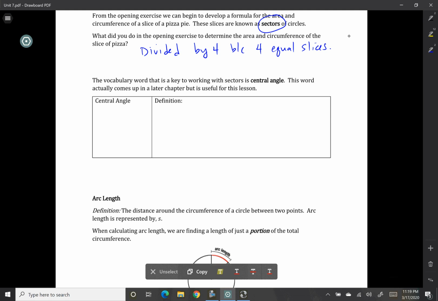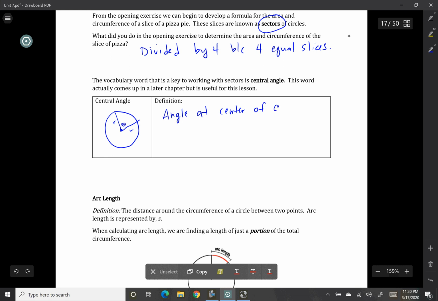The first vocabulary word is what's called a central angle. A central angle is when a circle is cut into a sector by 2 radii. The angle where the 2 radii meet, that's called the central angle. So the definition, if we write it out in words, is an angle at the center of a circle created by 2 radii.